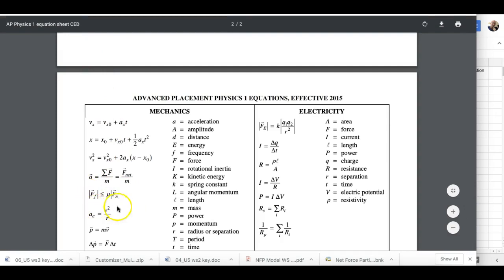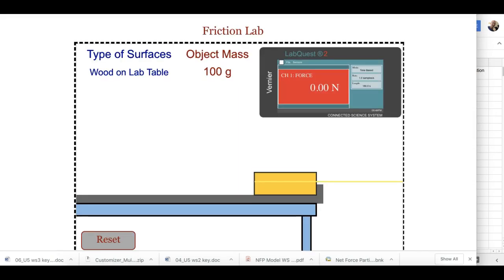So that is the difference between static friction and kinetic friction, and I think we can go to the equation sheet now. Here is the equation. So notice the force of friction is less than or equal to mu times Fn, where mu is that coefficient of friction. So this would be for static. For kinetic, you would just make it equal. So that's the difference between the two.